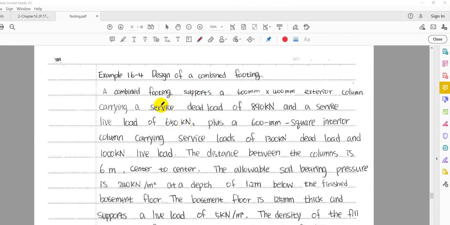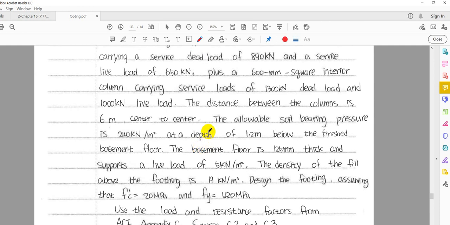Okay, let's take a look at a brief example review for combined footing. Combined footing is quite a bit more complicated than the ones we see with strip footings and wall footings. Okay, let's take a look at it.